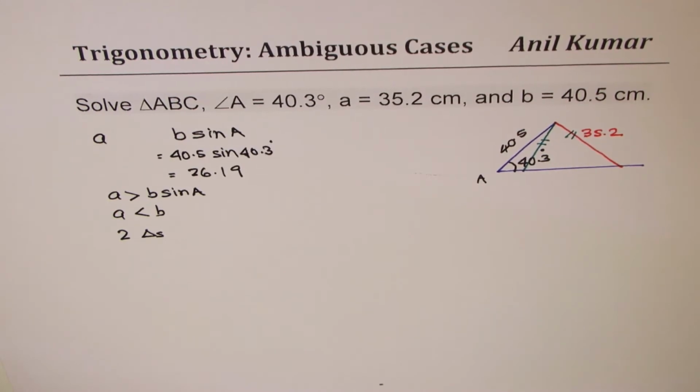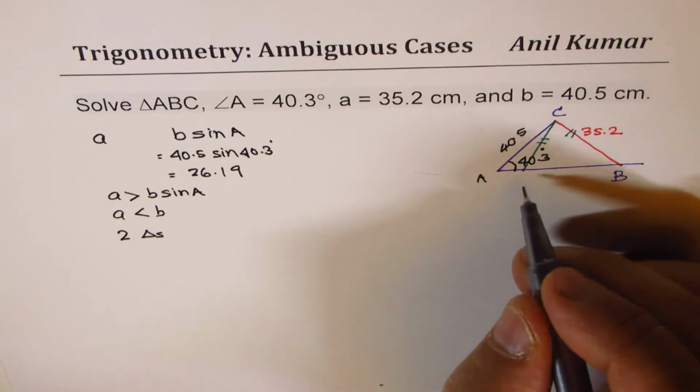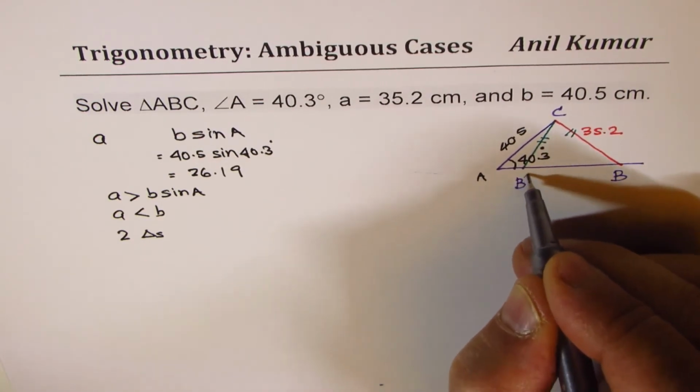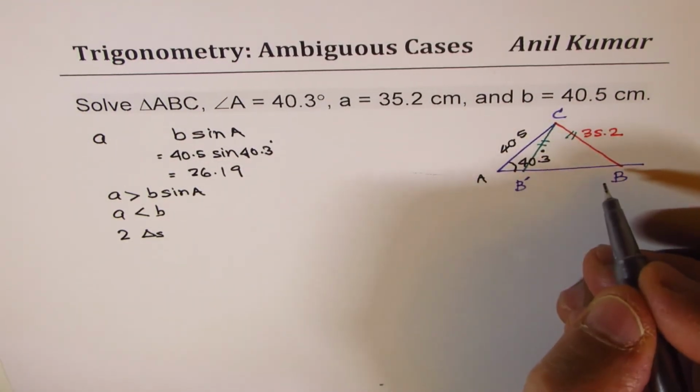35.2. So let's name these triangles. So we have this point as B, this is C, and we'll call this as B dash. So let's solve the bigger triangle first.